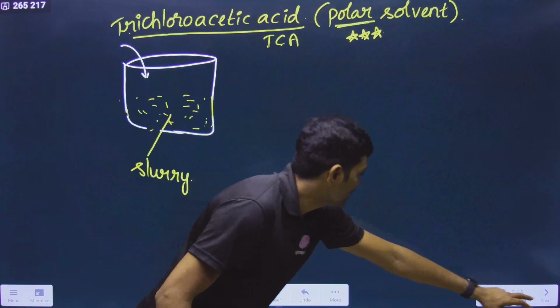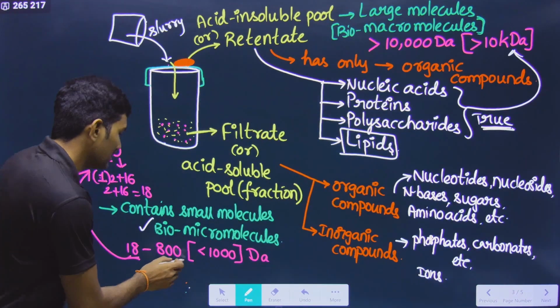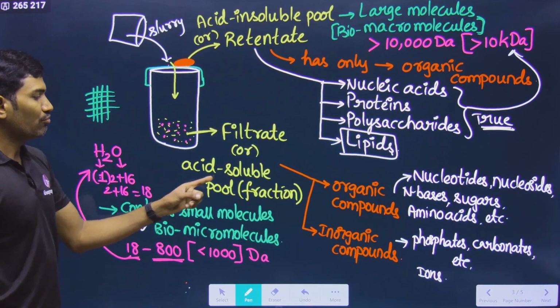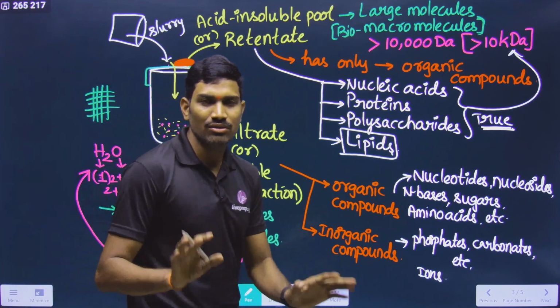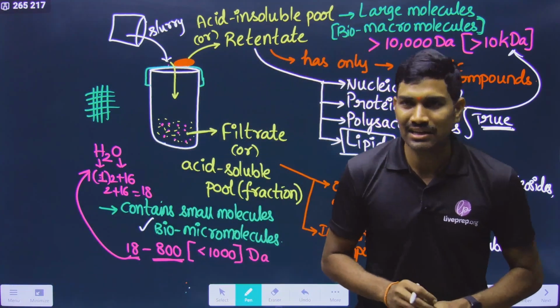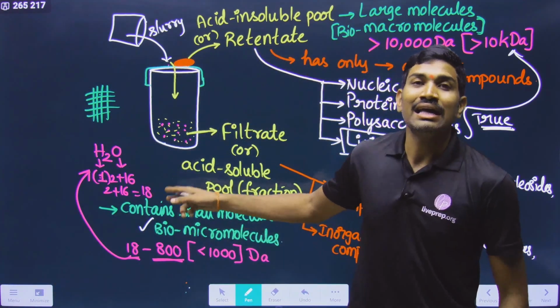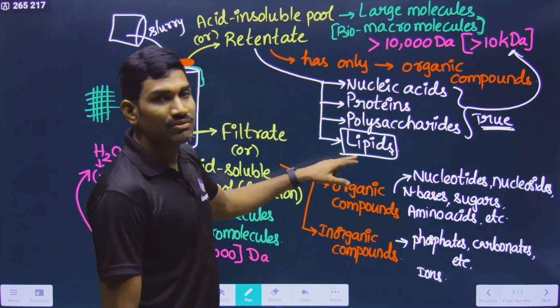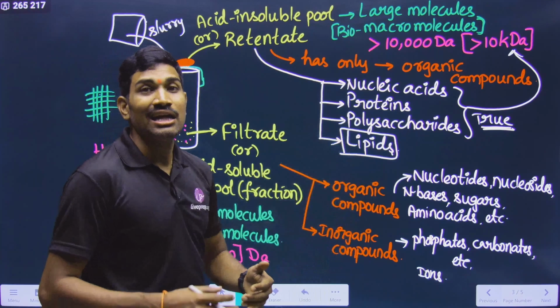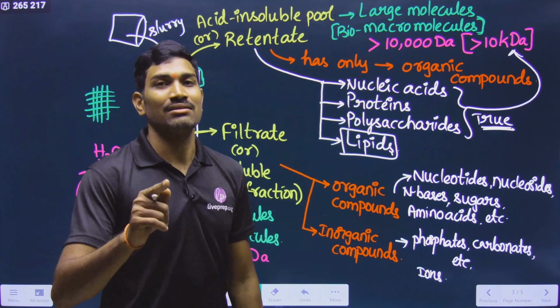If it is less than 800 Daltons, where you are expecting this? In the acid soluble pool it should come, yes or no? If its size is less than 800 Daltons, it should come in acid soluble pool. But the problem is, where we are observing the lipids? In acid insoluble pool we are getting.